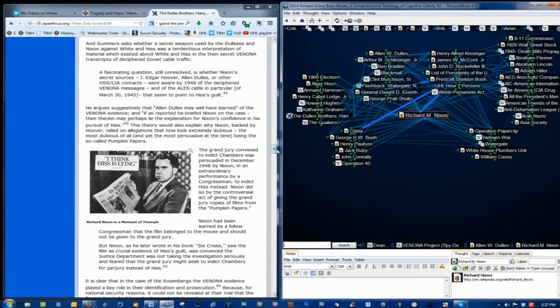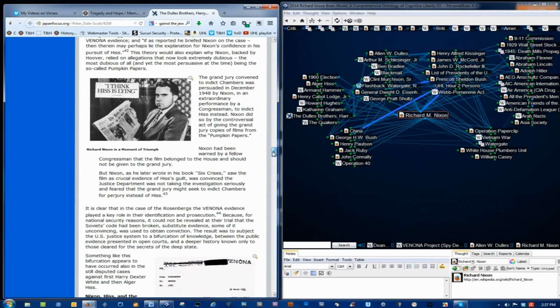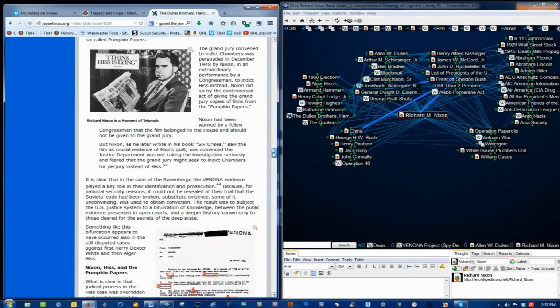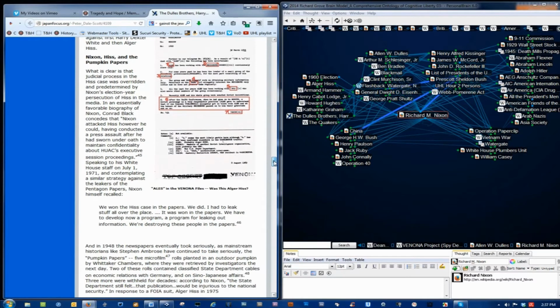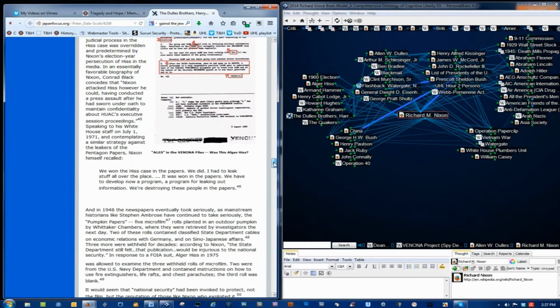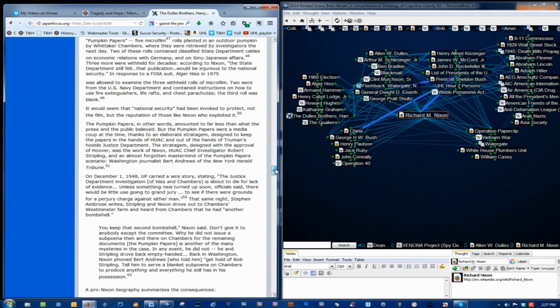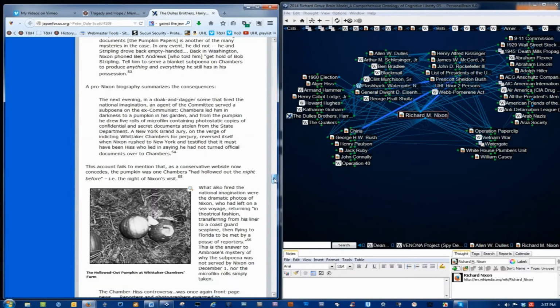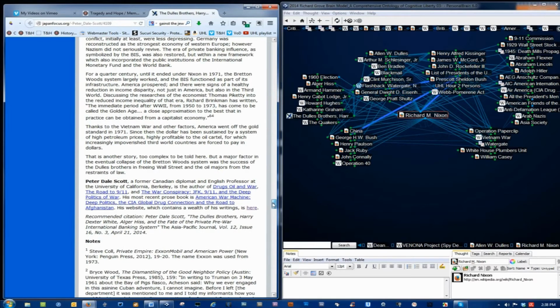Next section is Alger Hiss after his conviction on perjury charges, and it starts with the coverage of the grand jury that was convened to indict Whittaker Chambers in 1948, and how Nixon sought to change the public opinion on how this would be viewed after the fact. He had a personal meeting in which there are these copies of films that are placed inside of a pumpkin and later discovered 24 hours after Nixon had been there. All of this is in the article.